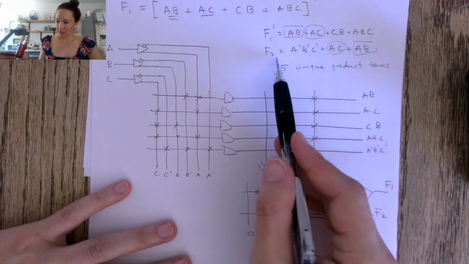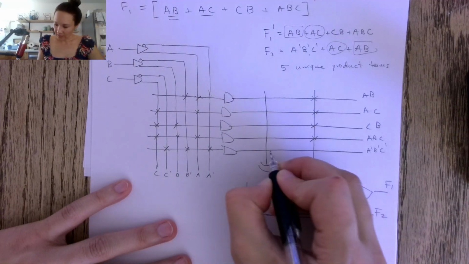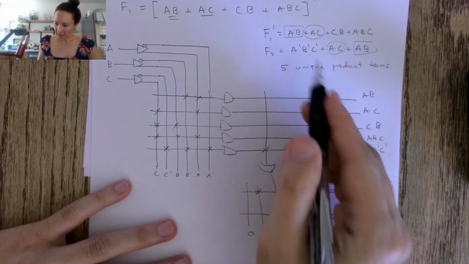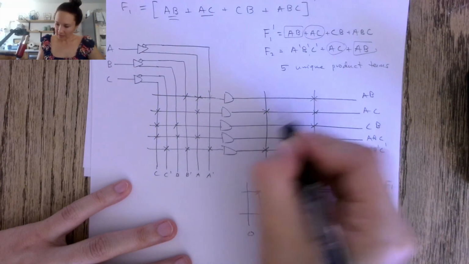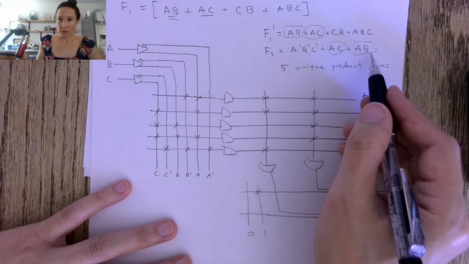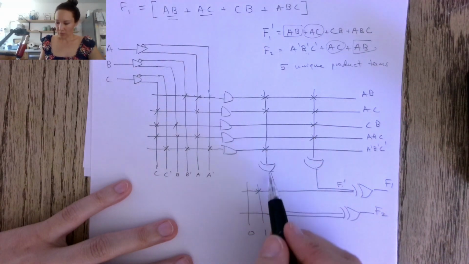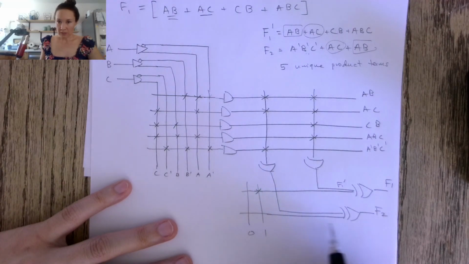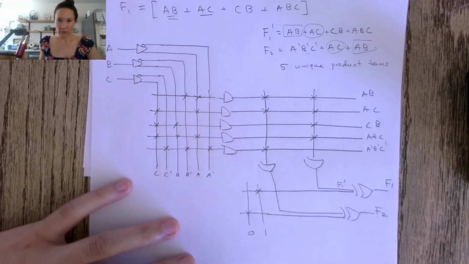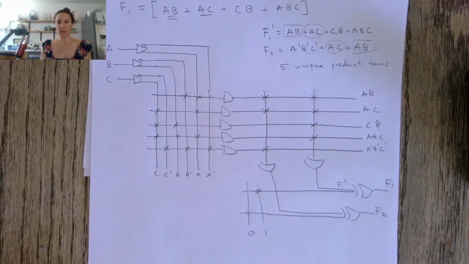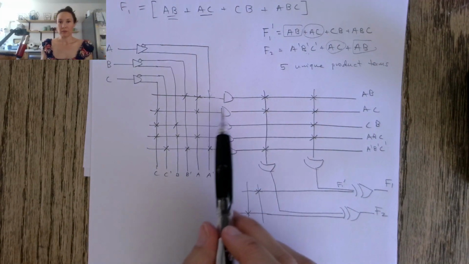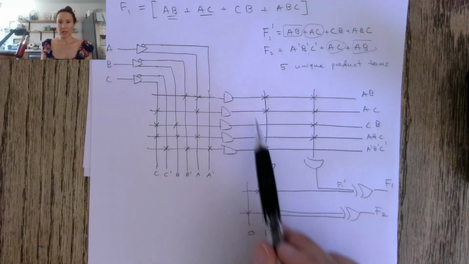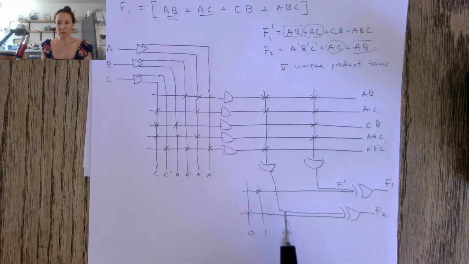Then finally we have F2. This needs A naught B naught C naught, it needs an AC, and it needs an AB. All these product terms for our F2, we sum together, and then this goes into my F2 XOR. If I want F2 and not F2 complement, then I just XOR that with 0. And these are the connections that we can program. We've got an array here that can be programmed, and an array here that can be programmed. And that is the PLA. Let me know if you have any questions.